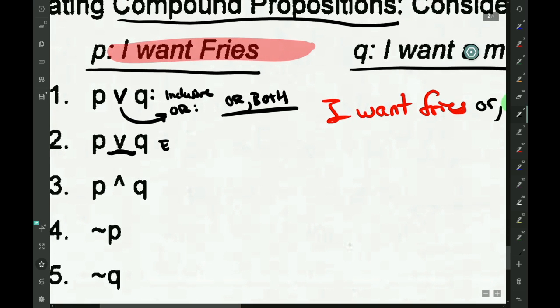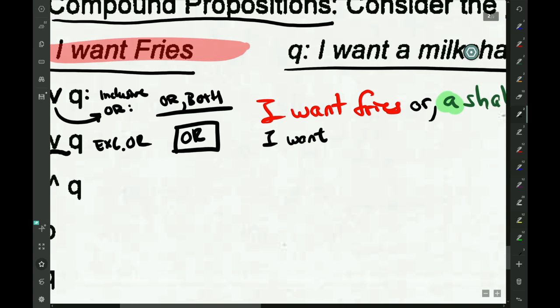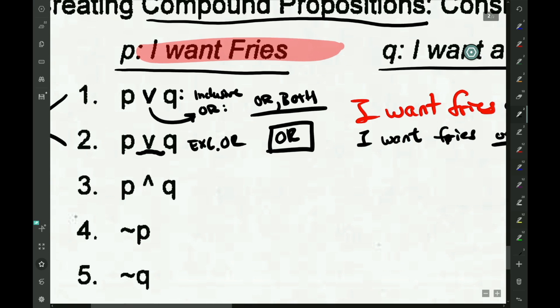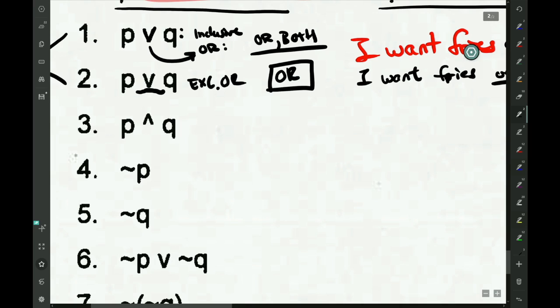This is the exclusive or, and it is only the word or. Not both. So that's only if you have the choice of fries or a shake. Fries or, that's it, a shake. Not both. Whenever you have the funky thing down below. This is the symbol for and. So basically you're combining I want fries and a shake.